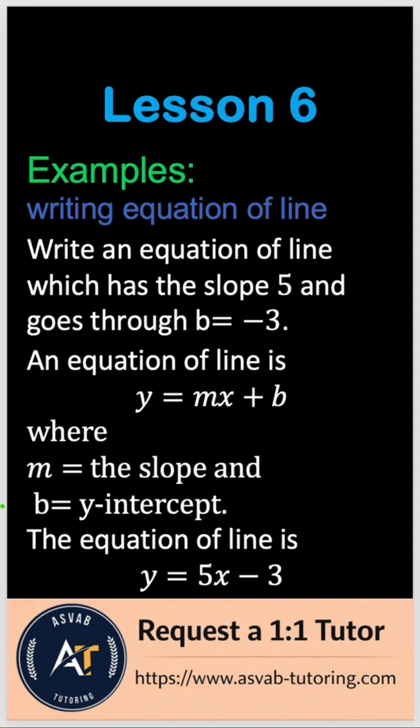Next, we have writing equations of a line. To write an equation of a line which has the slope 5 and goes through b equals negative 3. So now we know that an equation of a line is y equals mx plus b, where m equals the slope and b is the y-intercept. So here the equation of the line is y equals 5x, as the slope is 5, minus 3, as the value of b is negative 3.